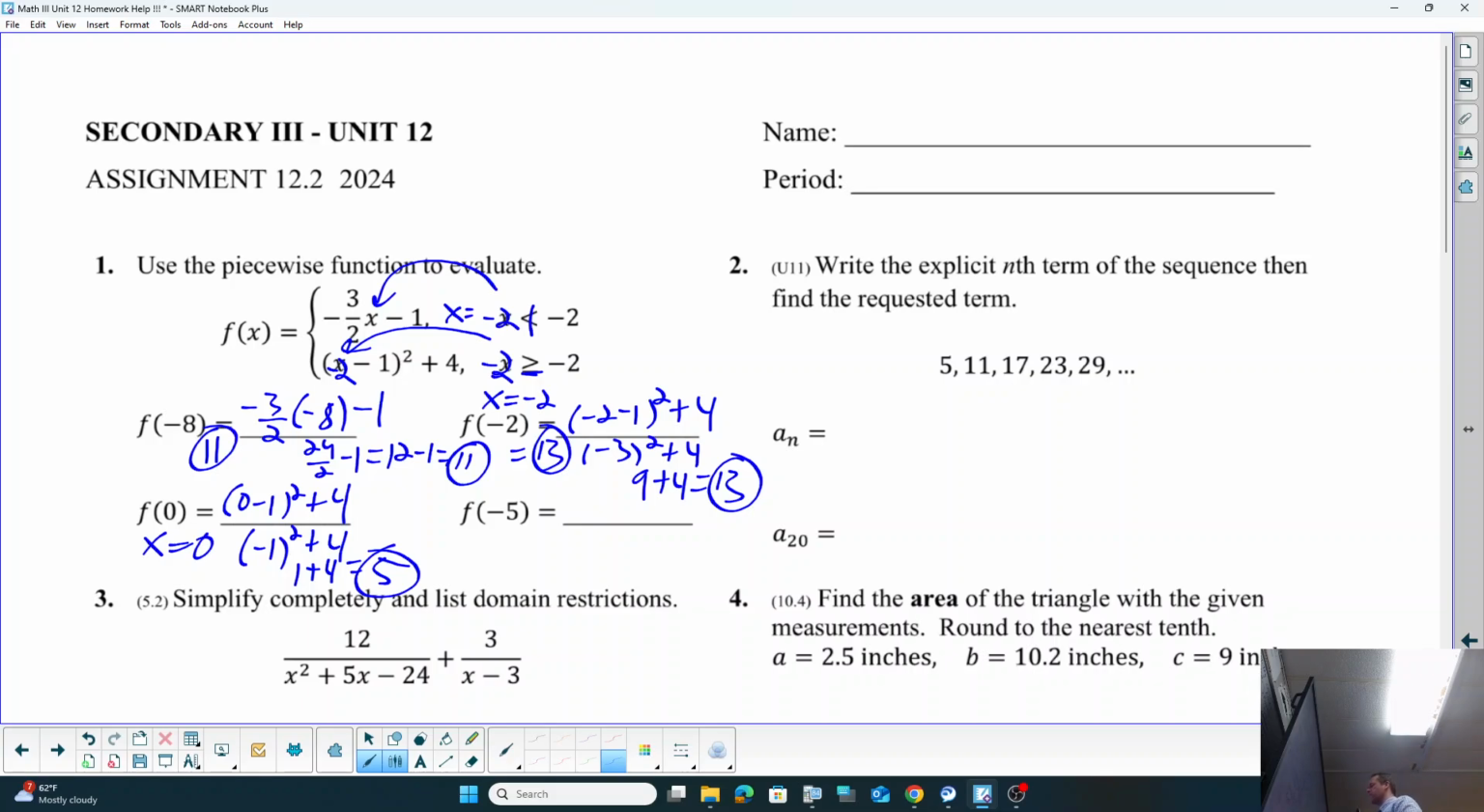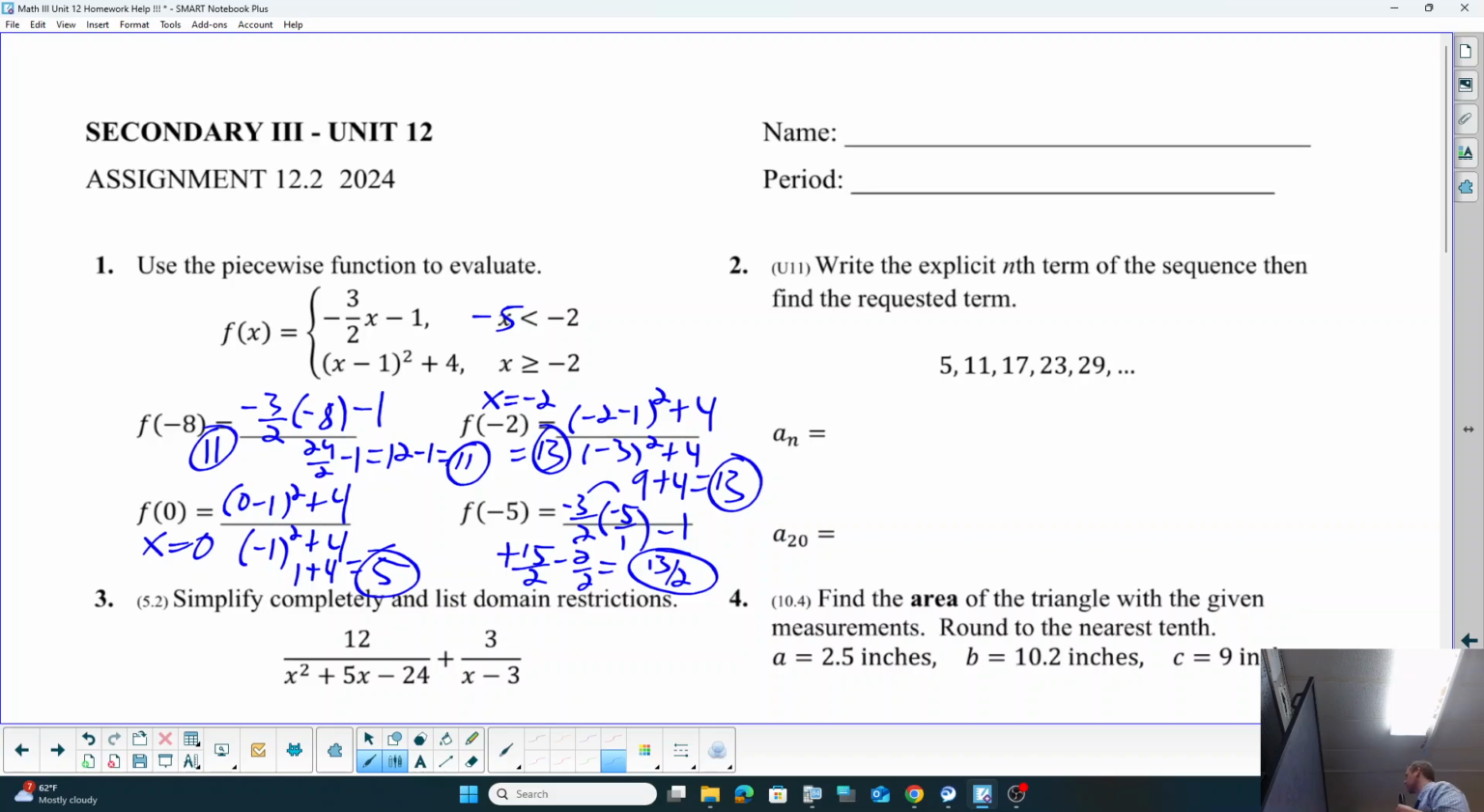And then f of negative 5, let's see here. It's going to be a fraction answer. So where's negative 5? It's a negative number, so bigger is less, so it's less than negative 2. So we get negative 3 halves times negative 5, essentially over 1, and then minus 1. So negative 3 times negative 5 is positive 15 halves minus 1. 1 is the same as 2 over 2. 15 minus 2 is 13. So we get 13 halves for f of negative 5.